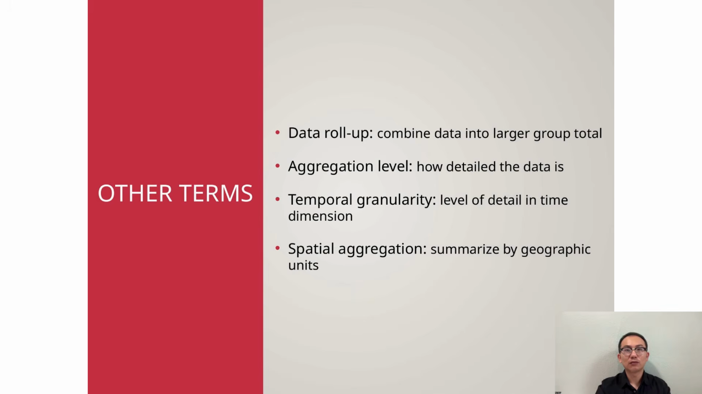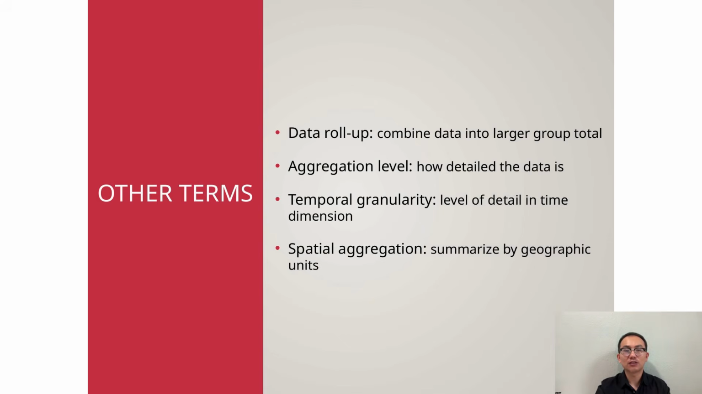Besides the techniques we've talked about, there are a few other important terms related to data aggregation that are worth knowing. First, there's something called data roll-up. This simply means taking more detailed data points and combining them into larger summaries. For example, you might roll up daily sales into monthly totals. So instead of looking at every single day, you get a cleaner monthly overview.